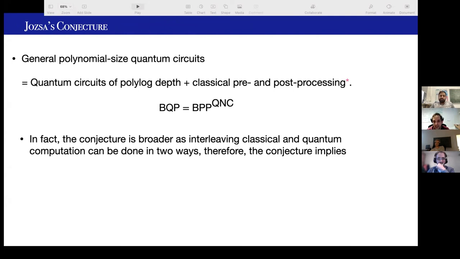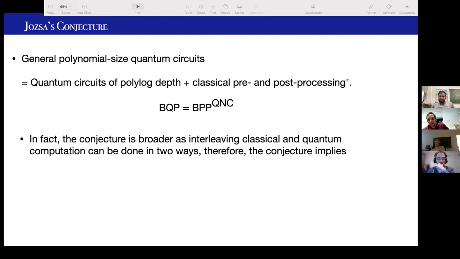This will be like a dreamy thing. If you could remove the oracle and just prove that BQP is strictly larger than BPP^QNC, then that would be a very meaningful thing, because as long as this conjecture could be true, then the effort to make a full polynomial size quantum computer is worthless. We should not need it, because you could solve it.